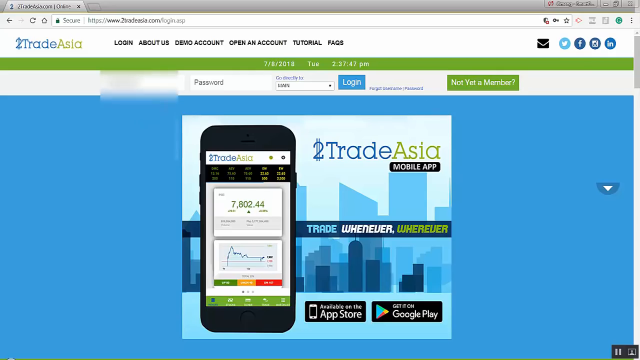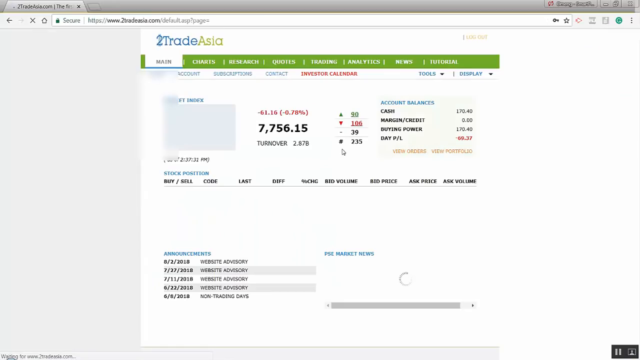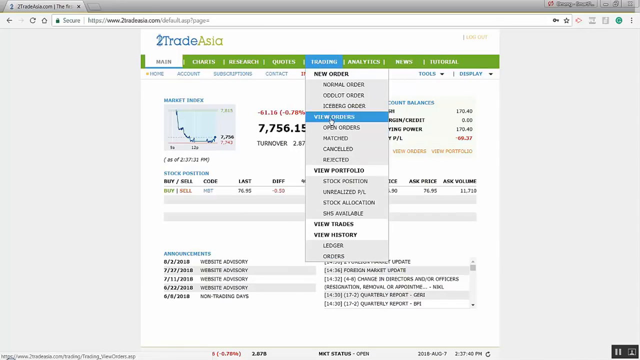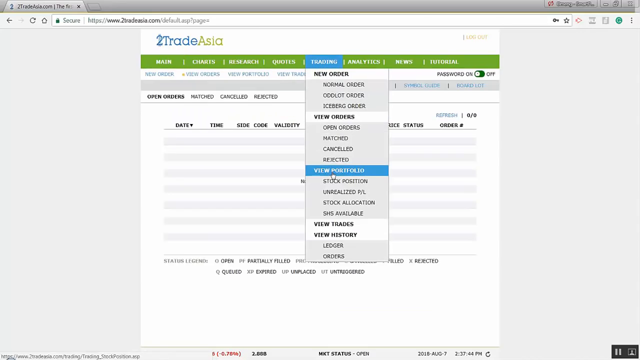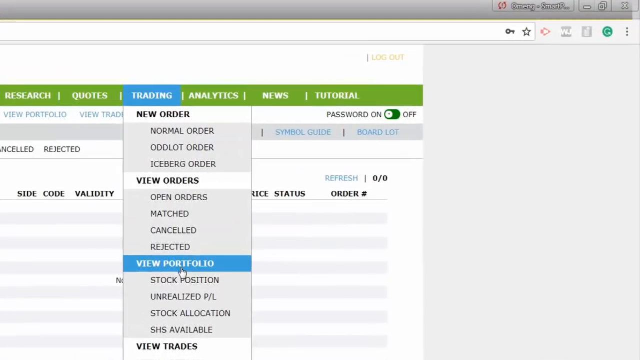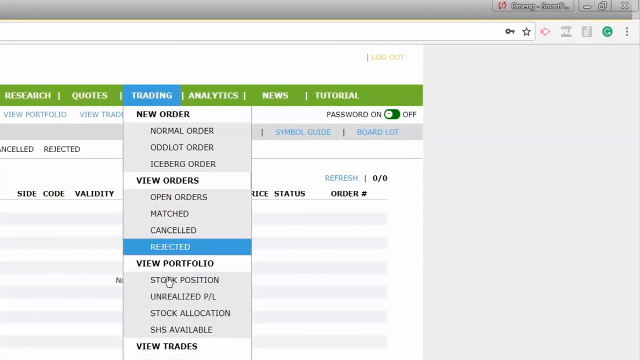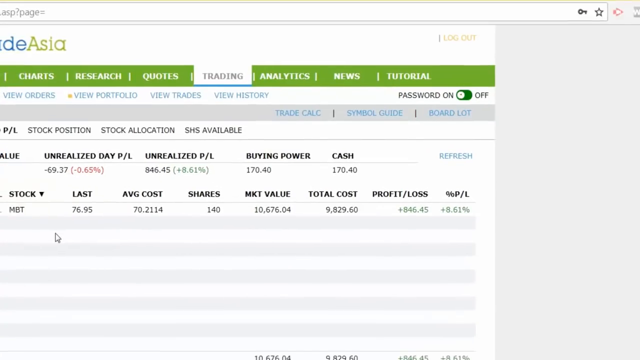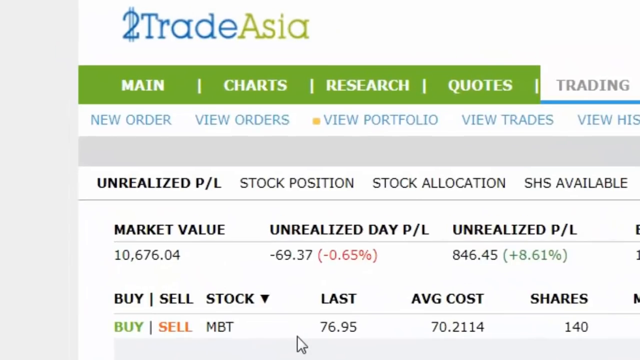So today we'll have a selling transaction. I'll now proceed quickly to logging in and click login. We're using the 2TradeAsia online stockbroker, and this is the home screen of your online trading account. Again, the most common menu you would want to go to is the trading menu, and then view portfolio. As you can see here, we still have our MBT, which is our sample stock. The same information is still given here.